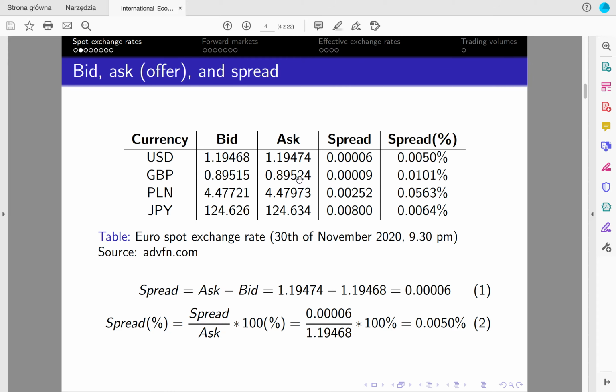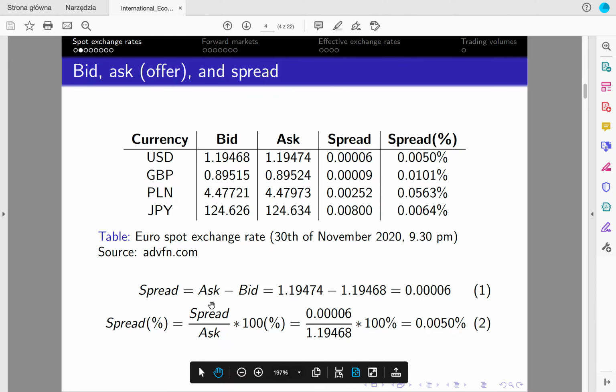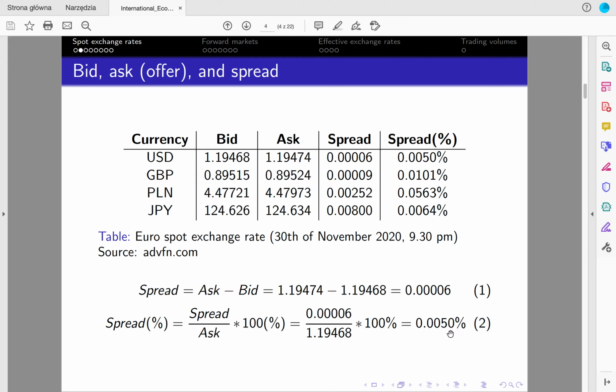Of course, when you go to another country, the spread is a little bigger, because with smaller transactions, the exchange must make more money. Now, the spread usually is expressed in terms of percentages. So look, here you have the formula. It's simply spread divided by ask price, so the higher one, times 100%. And again, we see that in this case, this is 0.005 of a percent in case of US dollars.